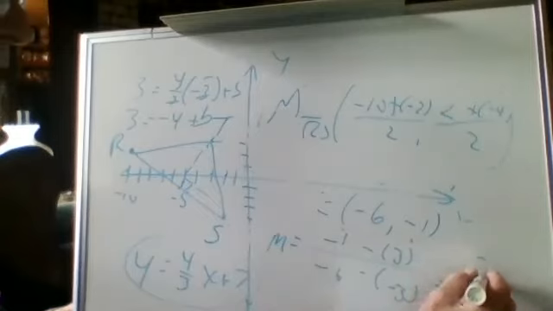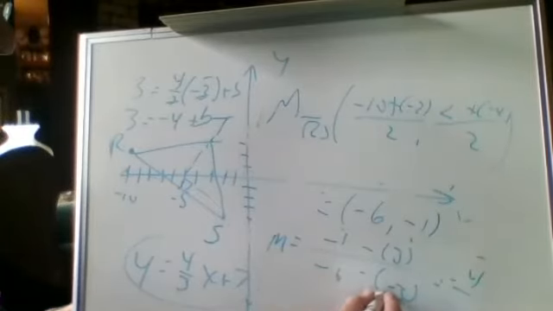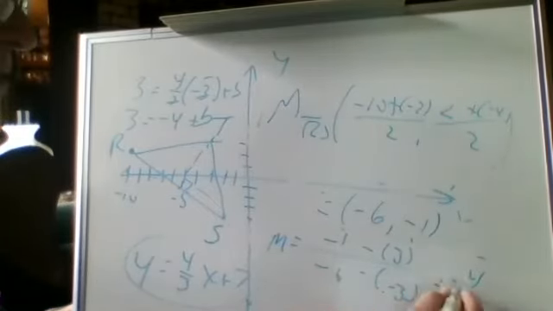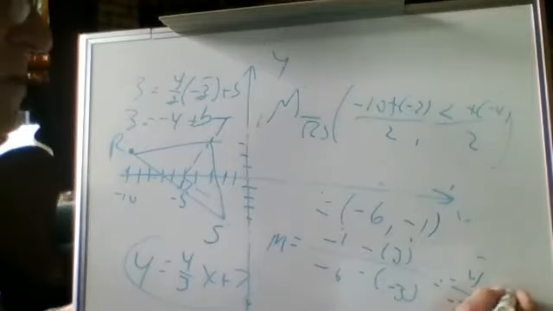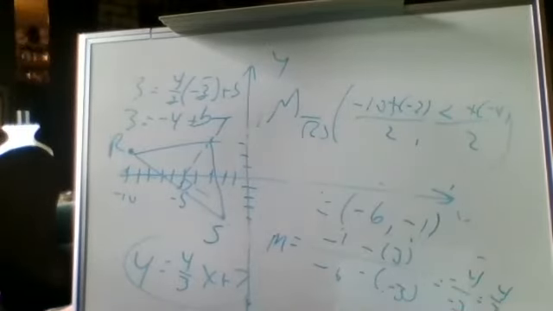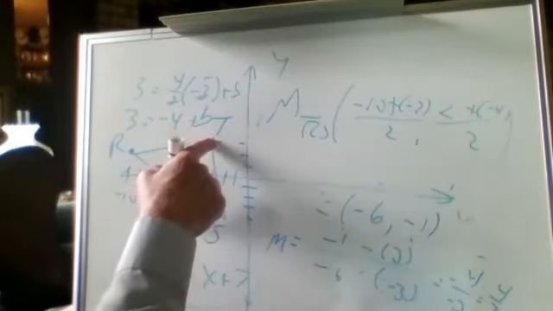-1 minus 3 is -4. Negative times a negative is positive. -6 plus 3 is -3. And negative divided by negative is a positive. So this is 4/3, okay? Which is the same slope we got for this, okay? So we have the same slope starting at the same point, right?